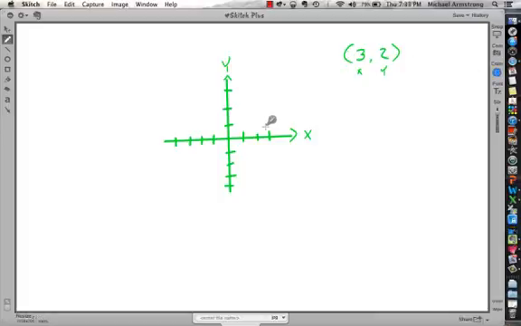So 3, 2, you count over 1, 2, 3 in the x direction, and you count up 2 in the y direction. See, and you put your point right here. And this is the point 3, 2. Just like that. All right, if we had another point, 4, 1, that would be coming over 4 in the x direction.